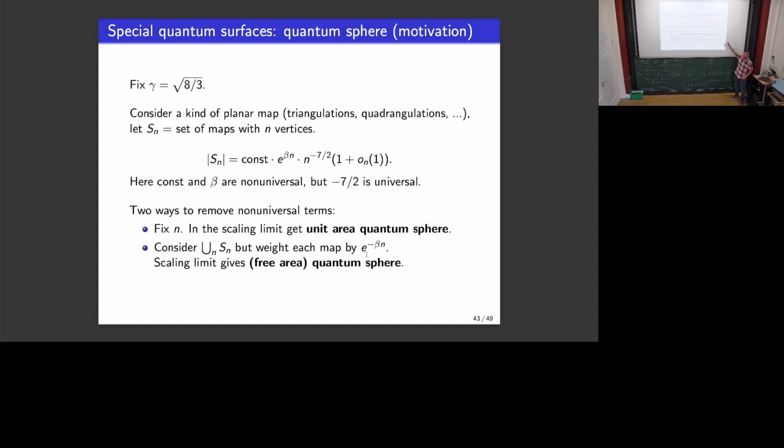So let S_n be the set of planar maps with n faces. And I didn't say what kind of planar map. Earlier today, the picture I had was triangulations, but you could also have quadrangulations or bipartite planar maps, etc. It turns out that for a lot of these different models of maps, the enumeration comes out to the same thing. You have some non-universal constant in front. You've got this exponential term, which is also non-universal. But this power law here is universal. It doesn't matter if you choose triangulations or quadrangulations or anything. You always get this n to the minus 7 over 2 term.